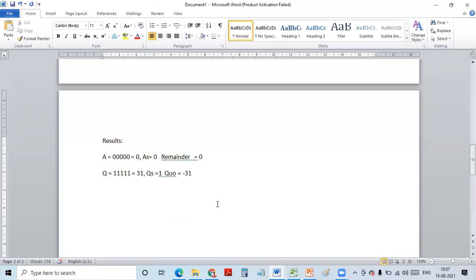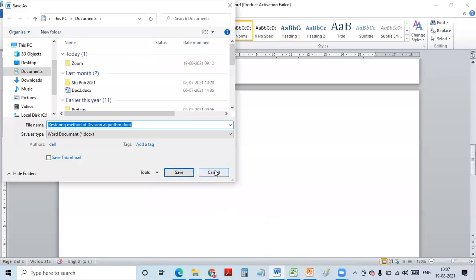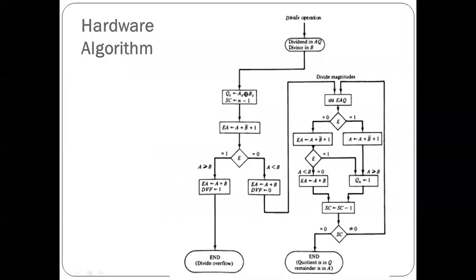And there is one more method which is called the non-restoring method of the algorithm. Only there is a simple change. See here what we are doing in the restoring method. We are doing A minus B. After that, if your E is 0, we are adding B to it, so getting back your A.